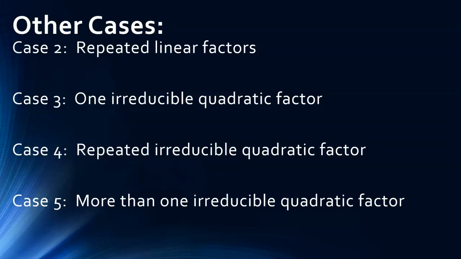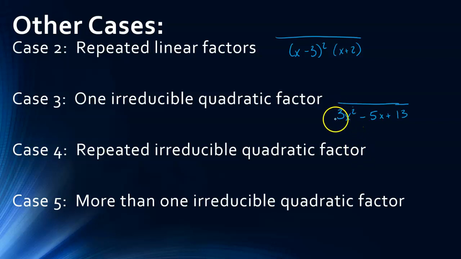So we could have repeated linear factors in the denominator. So that would look like something where we would have x minus 3 squared times x plus 2 or something like that. And then a bunch of stuff in the numerator. We could have one irreducible quadratic factor. So if I had 3x squared minus 5x plus 13, that can't factor, so that would be one irreducible quadratic factor. We could have repeated irreducible quadratic factors.